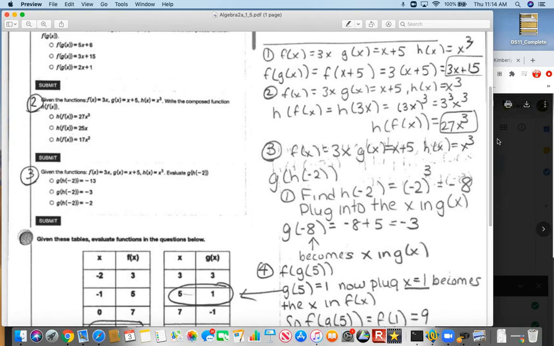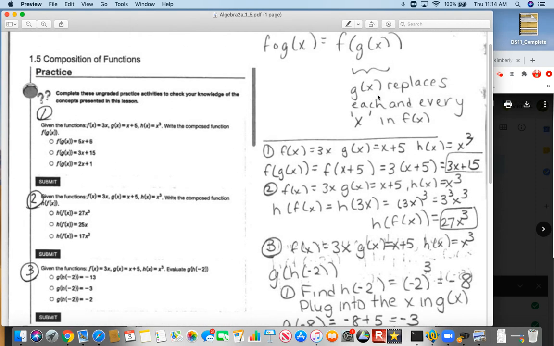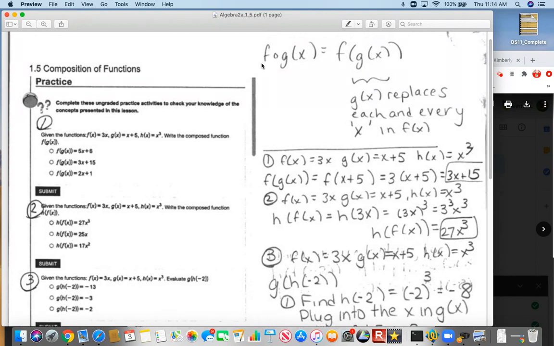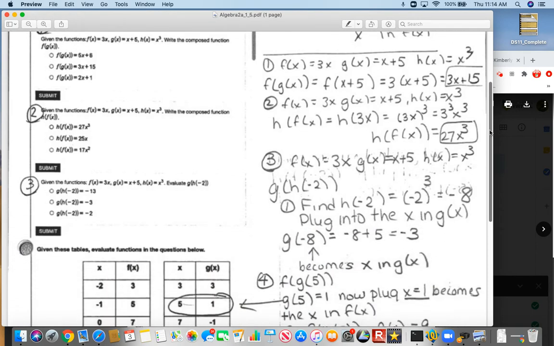Everyone, I wanted to go over the solutions to some of the problems from section 1.5 on composite functions. So remember composite notation, f circle g of x equals f of g of x. What this is going to mean is the g of x function replaces each and every x in the f function. So let's take a look at example 1.